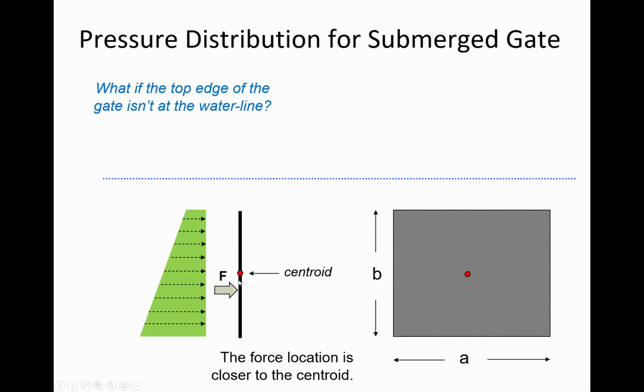And if we take that gate deeper and deeper and deeper, then the location of the force is going to keep getting closer and closer to the centroid. And that is because if you're 1,000 meters under the ocean with this gate, then the force at the top and the force at the bottom are pretty much the same. The percent difference between the force at the top and the bottom is very small if you're deeply submerged.